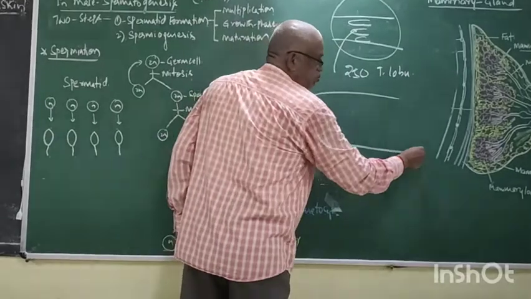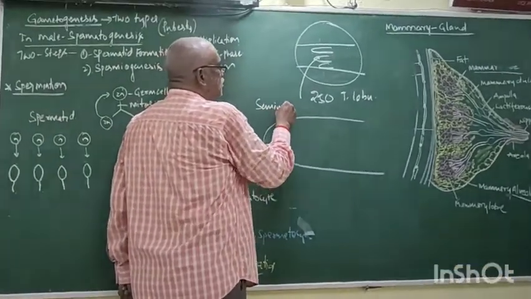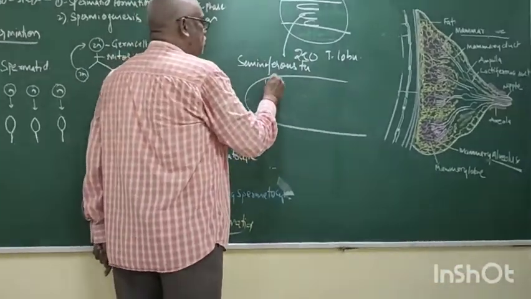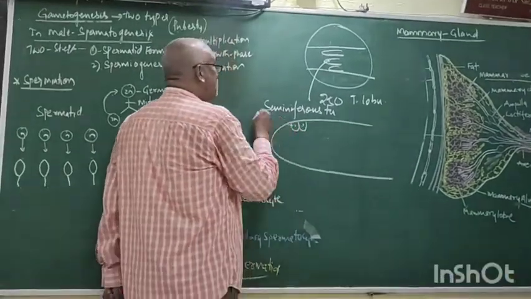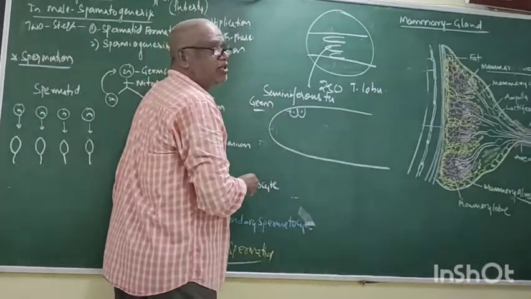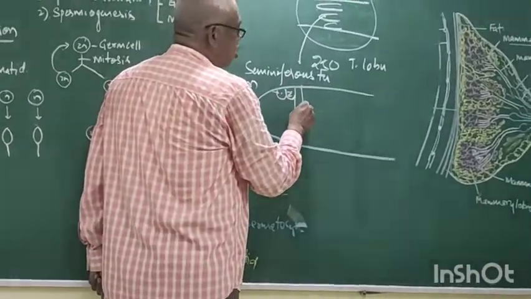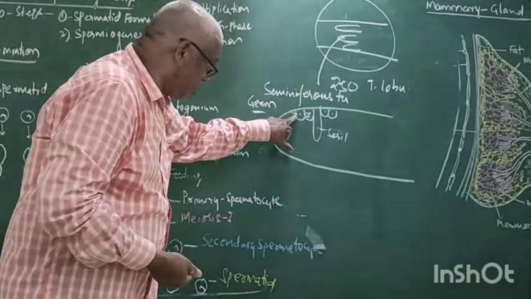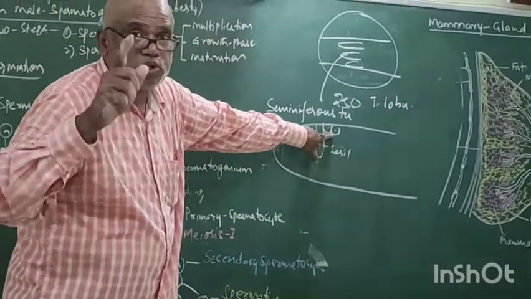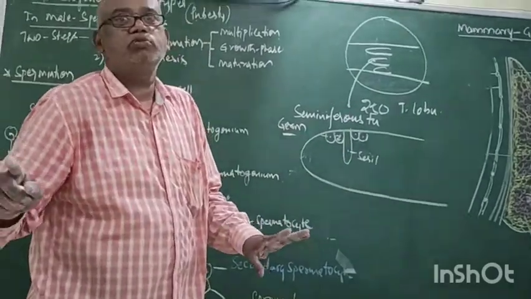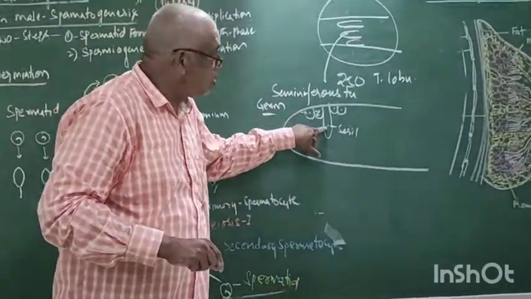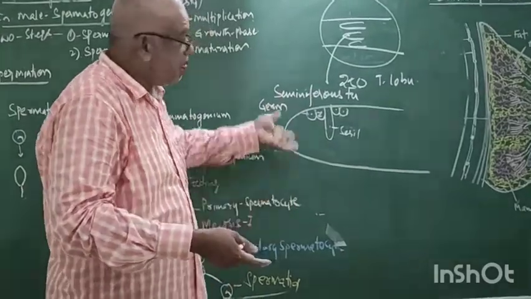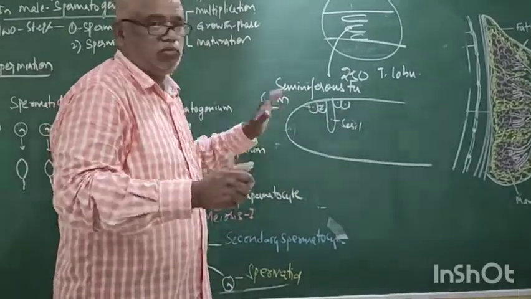See, now it is the seminiferous tubule. What is this? Seminiferous tubule. Now, in this seminiferous tubule, this is the germ cell, the diploid germ cell. Now this is called the Sertoli cell. Each and every germ cell is responsible for the formation of sperm. The sperm is formed from the germ cell. The Sertoli cells provide nourishment for the developing sperm.